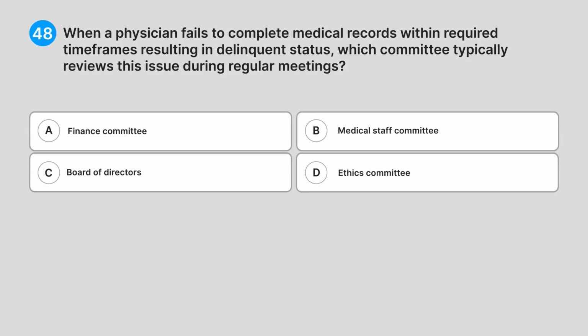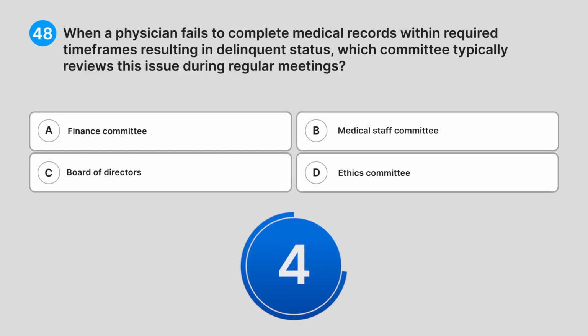48. When a physician fails to complete medical records within required timeframes resulting in delinquent status, which committee typically reviews this issue during regular meetings? A. Finance Committee. B. Medical Staff Committee. C. Board of Directors. D. Ethics Committee. Do you know the answer?